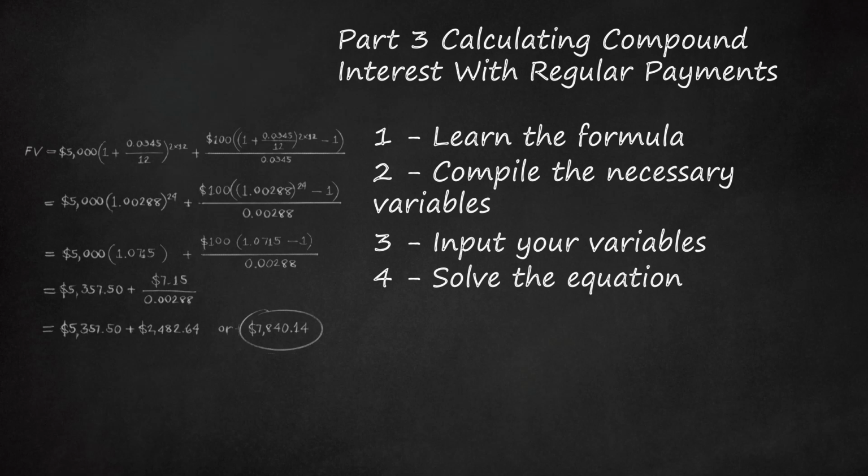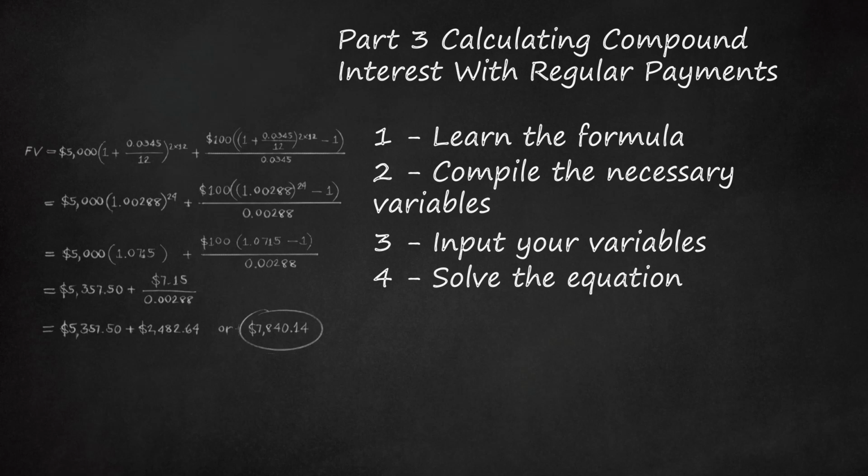Subtract. Subtract the 1 from the result of the last step in the right part of the equation, here 1.0715 minus 1. This gives FV = $5,000(1.0715) + $100(0.0715)/0.00288.